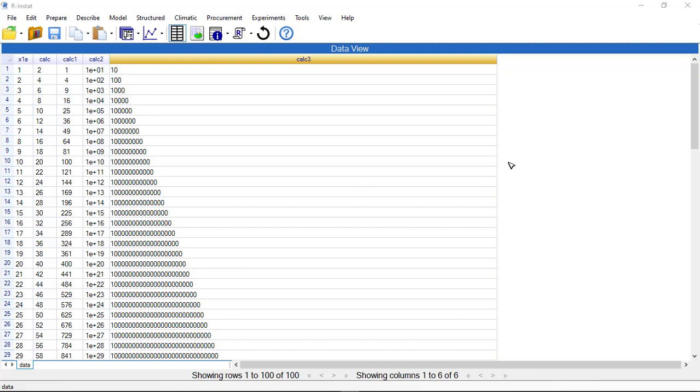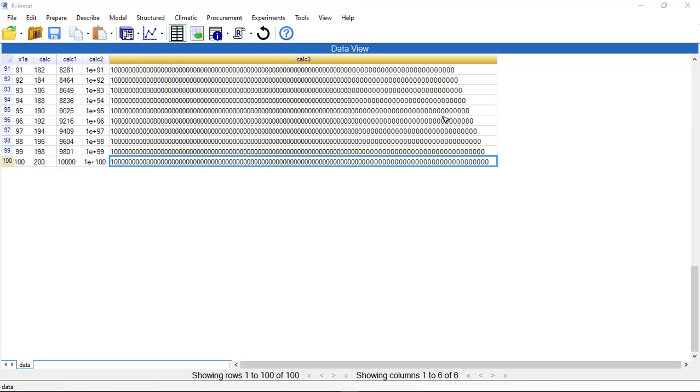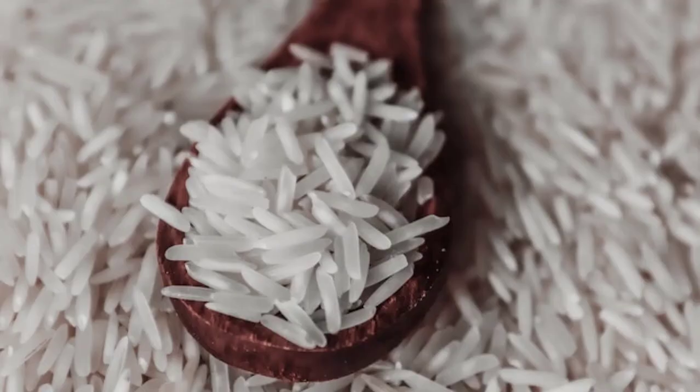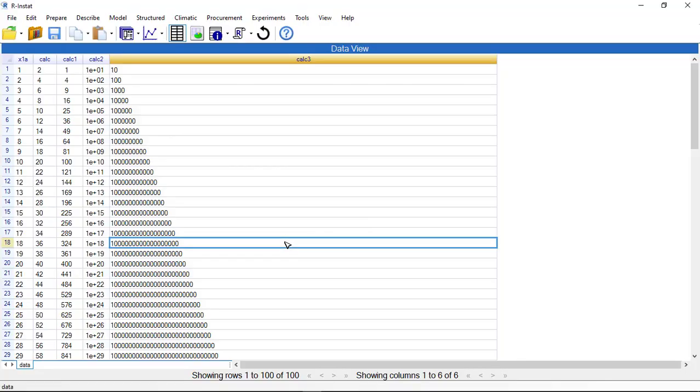Is there any way we can picture a Googol? That is the last row and is 1 followed by 100 zeros. I'm not sure we can, but let's try. An atom is very small. So how many atoms in a grain of sand? Or I think a grain of rice would be similar. Well, it is estimated there are about 10 to the power of 18 atoms, so we are on our way.